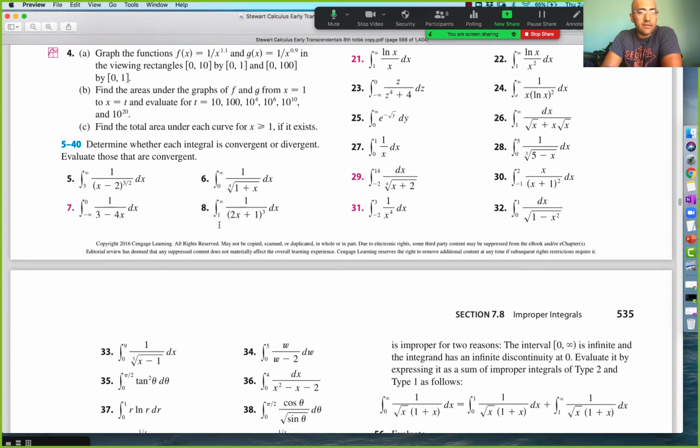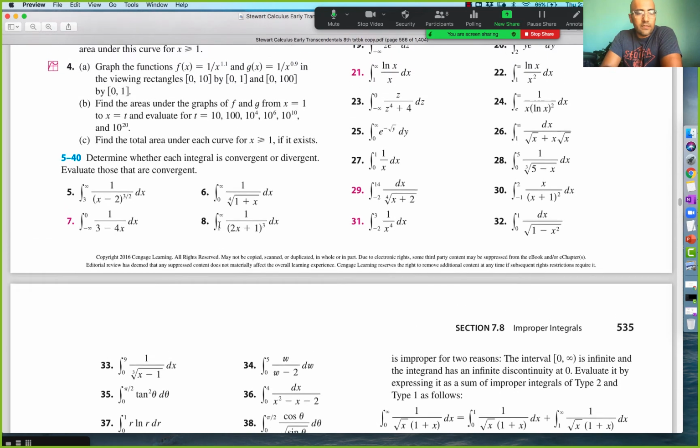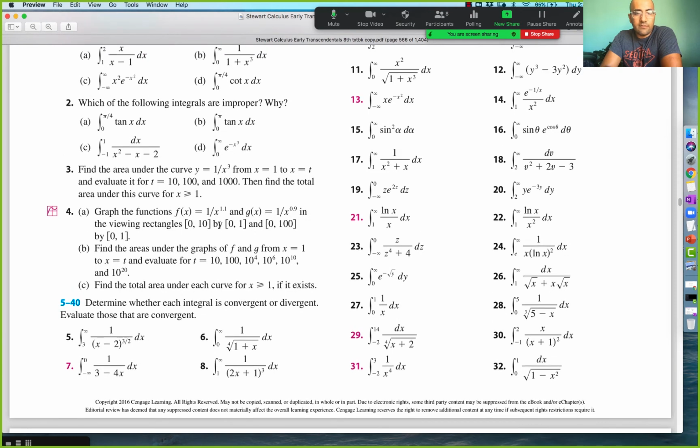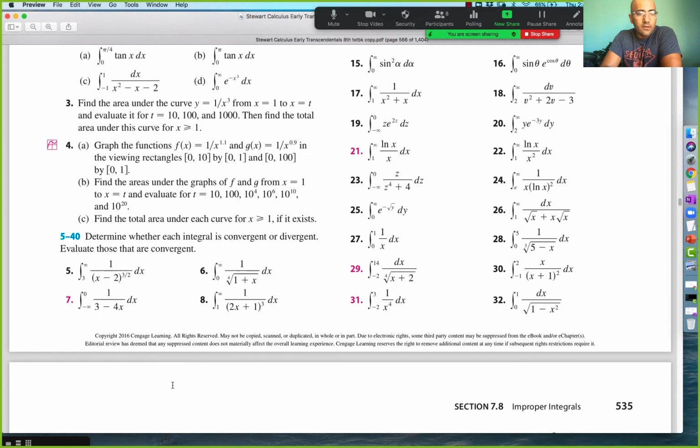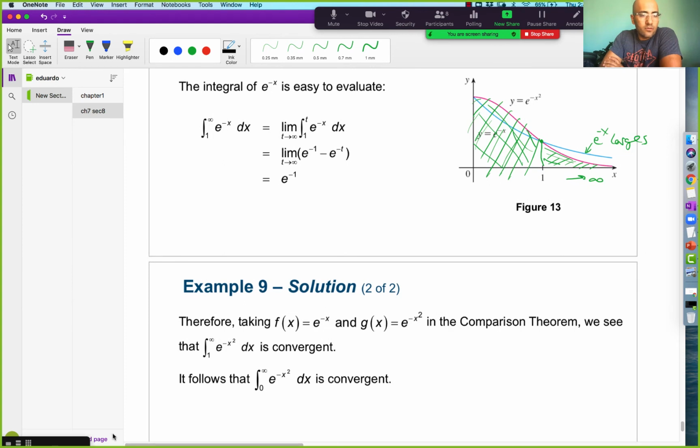Let's try some of these guys down here. Number 5, number 6, 7. Let's try something in between 5 and, well, one of these guys maybe. Any suggestions? Any recommendations? How about 8? All right, why not? Let's try 8. So let's find this integral here. Number 8.